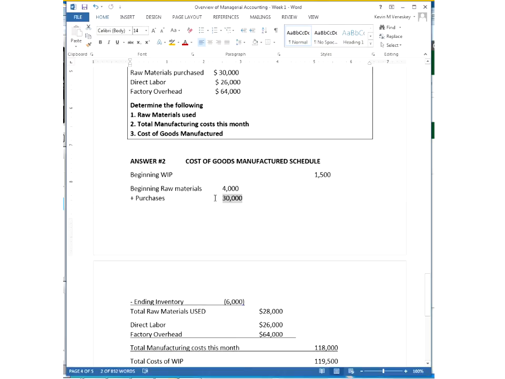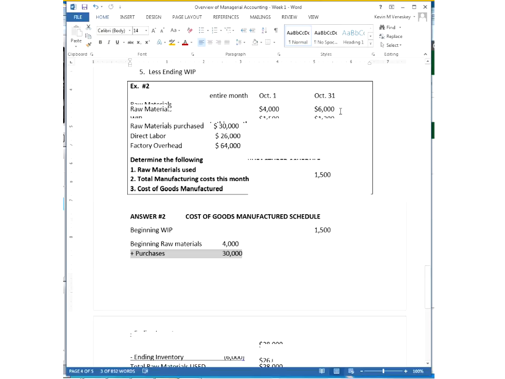So I purchased 30,000, plus I have the 4 that I already started with. So in total, if I wanted to go ahead and add these up right here, I could. And I could say I have raw materials available to use. Hopefully you would say 34,000. I had 4 already there, and I brought in another 30. So I have 34 ready to use.